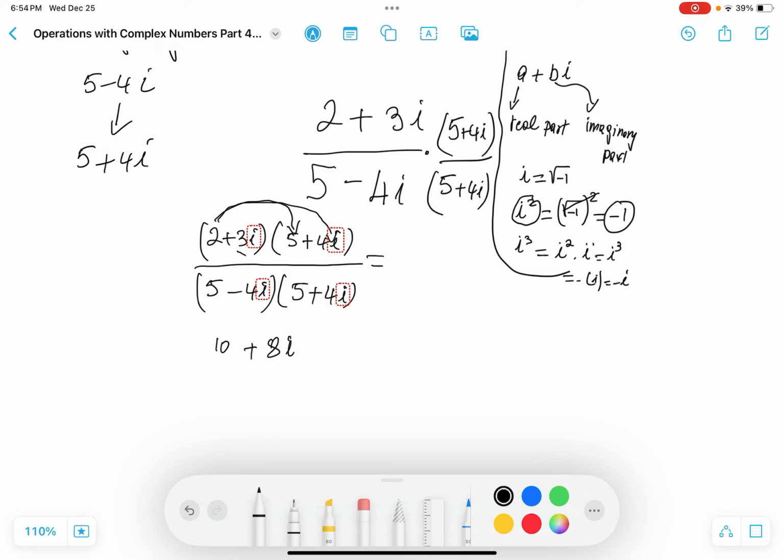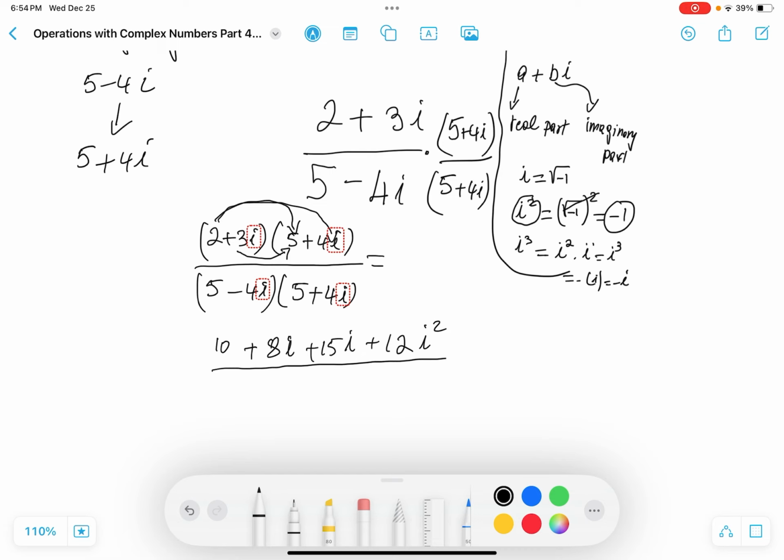Let's do the 3i times 5. We'll do distribution here: 3i multiplies 5, and then 3i will multiply 4i. So 3i times 5 is 15, and don't forget the i. 3i times 4i will be 3 times 4, 12, and i times i will be i squared. That's the numerator of this fraction.